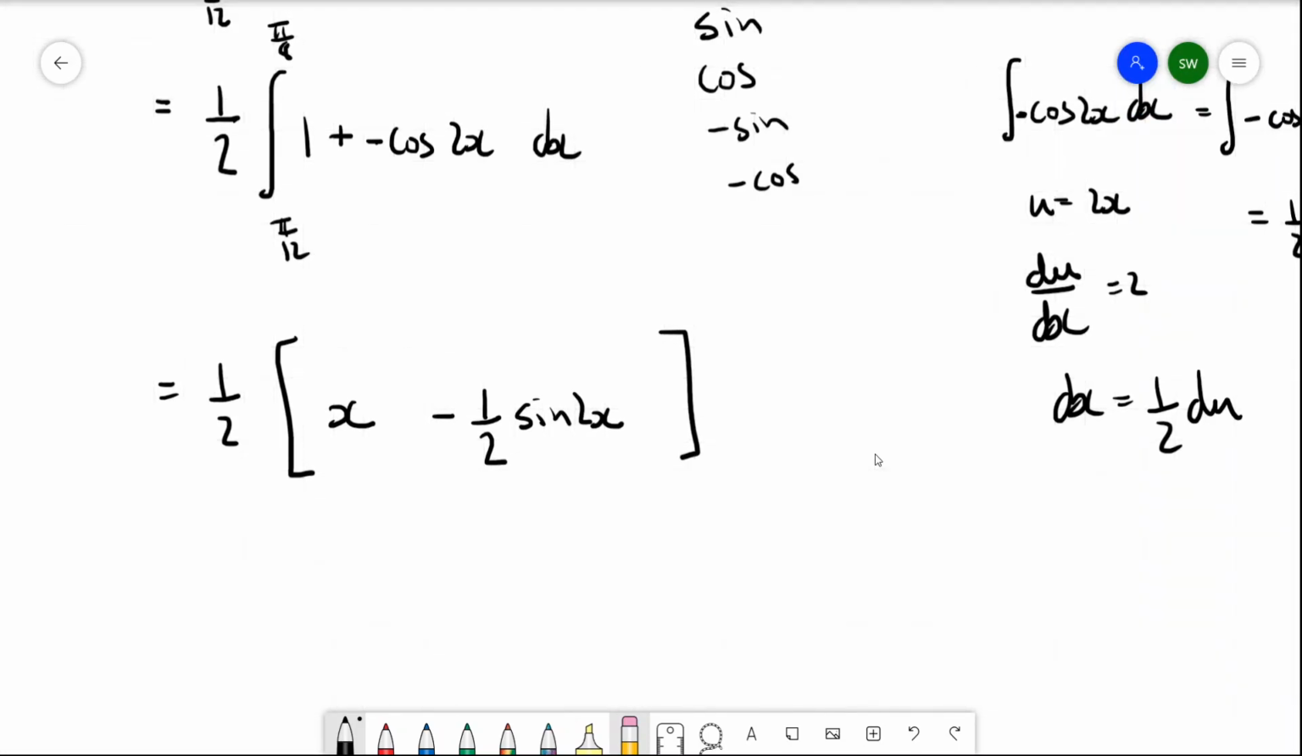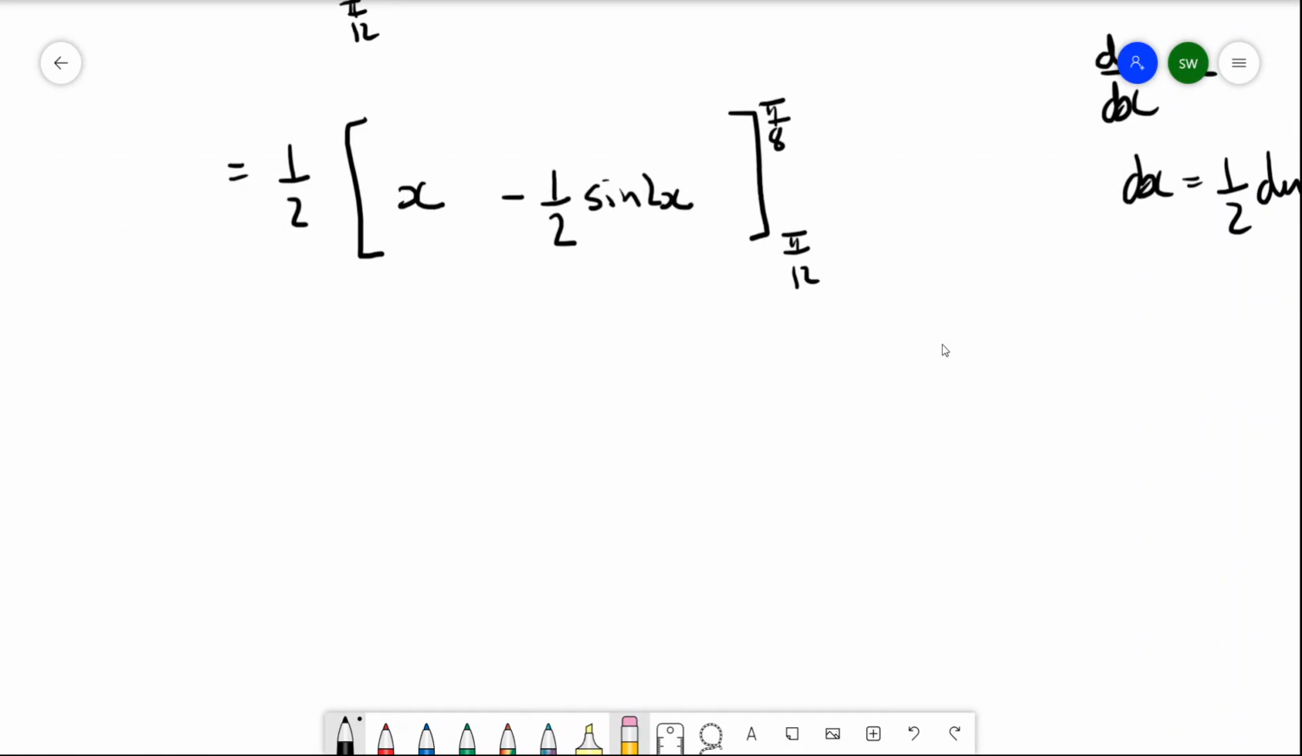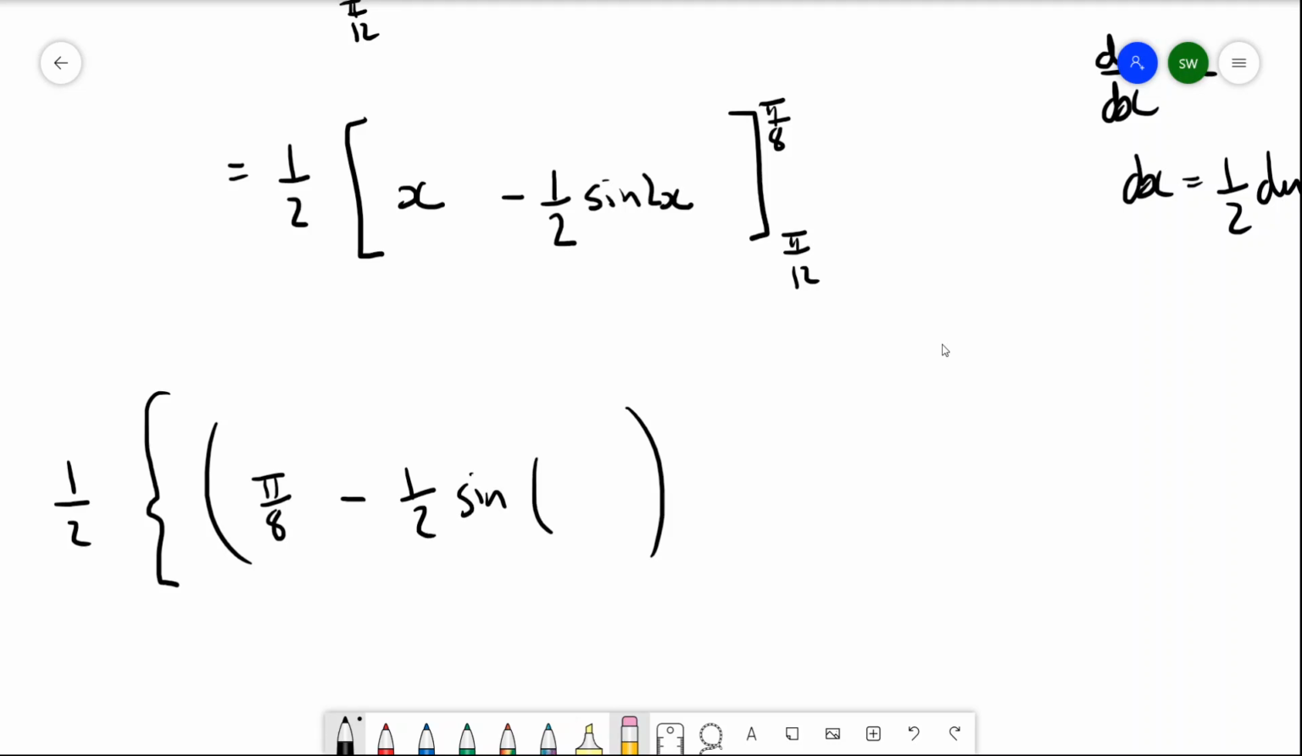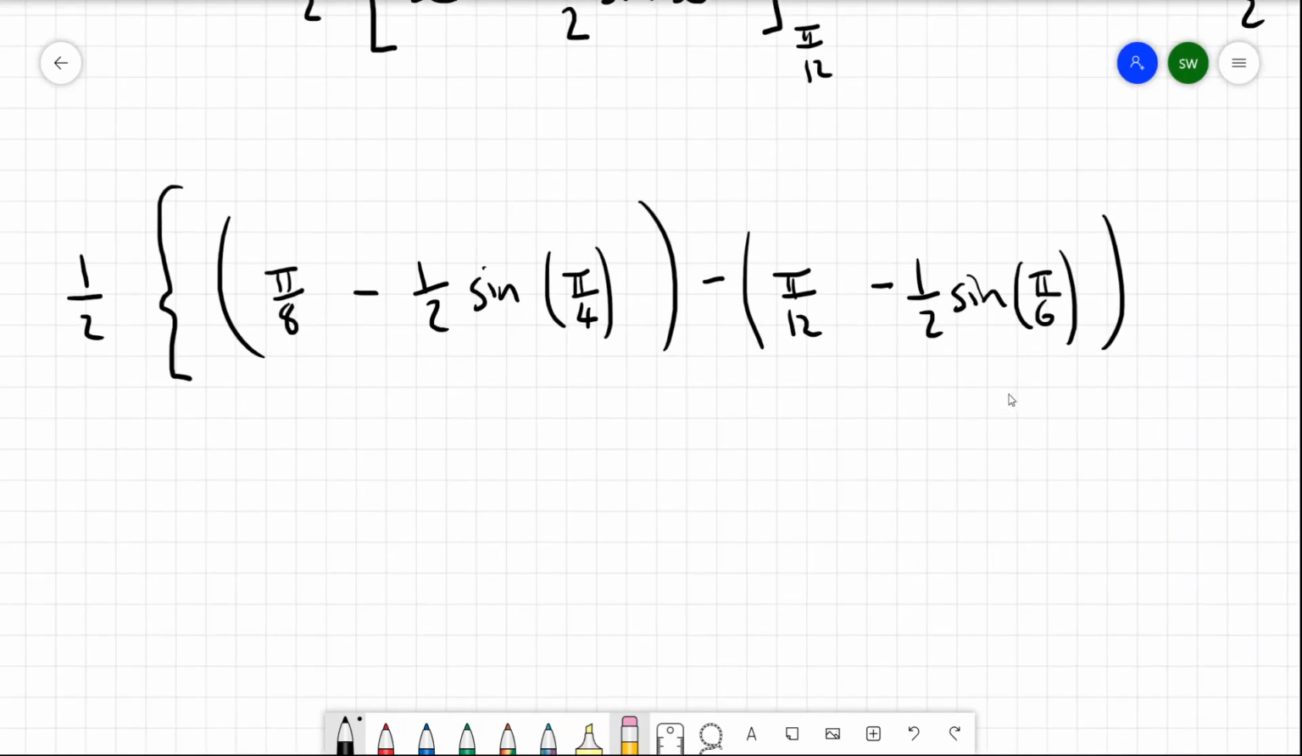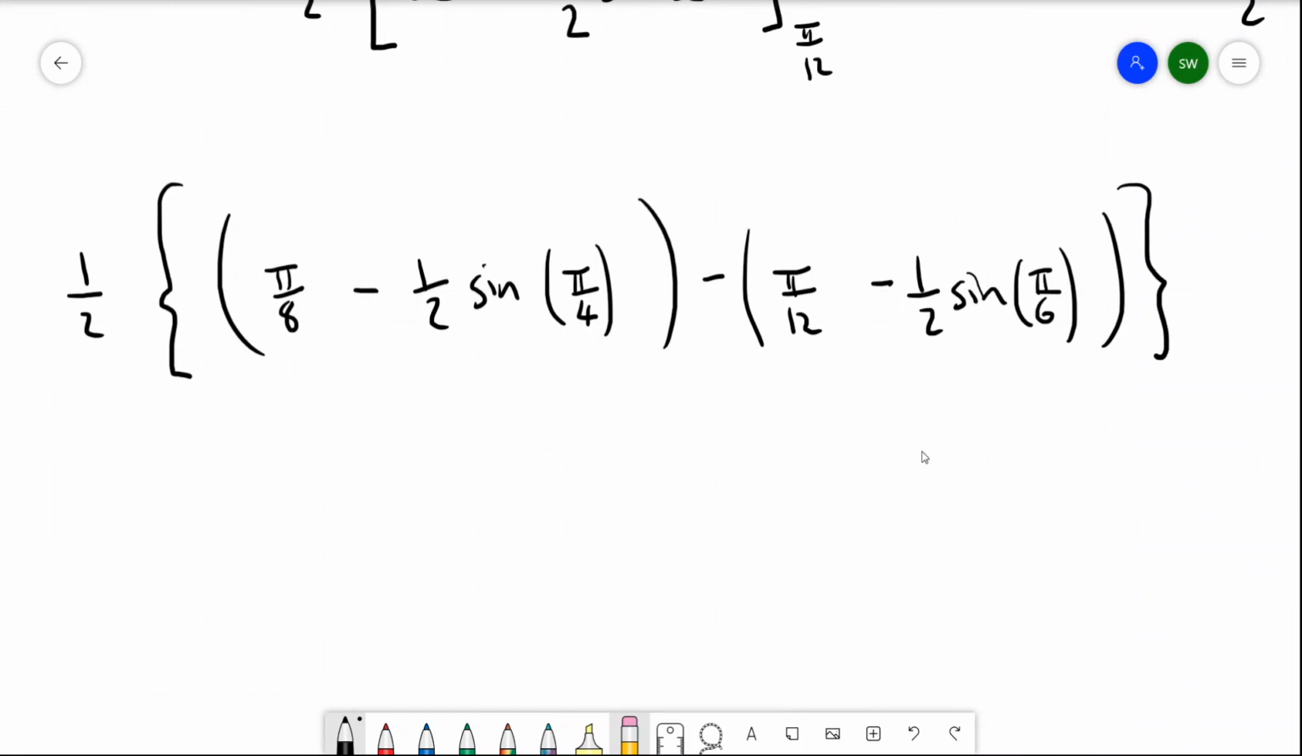And then we need to sub in the limits of pi over 8 and pi over 12. So if we sub in the top limit, I'm going to leave the half at the front. We're going to have pi over 8 minus a half sine of pi over 4. And then we need to subtract what we get when we sub in the lower limit. So it's going to be pi over 12 minus a half sine of pi over 6. And remember, all of this is times by a half.